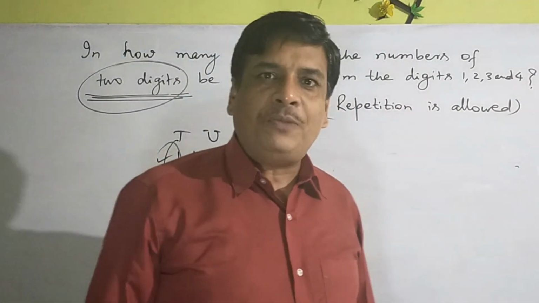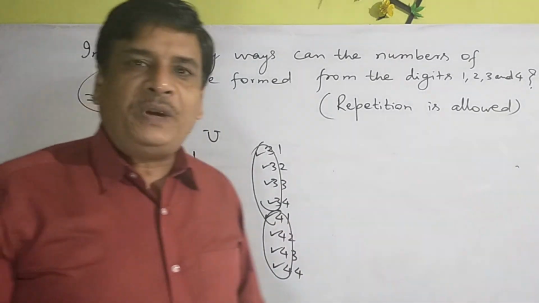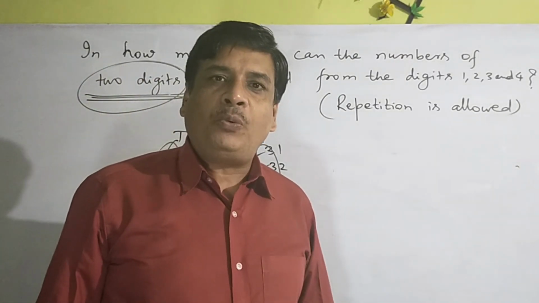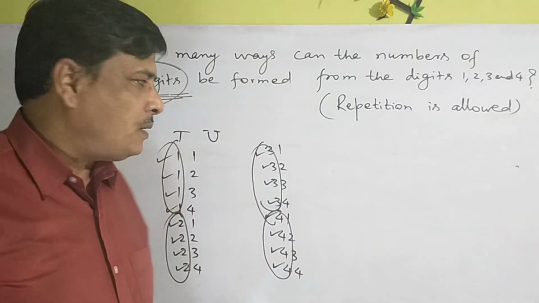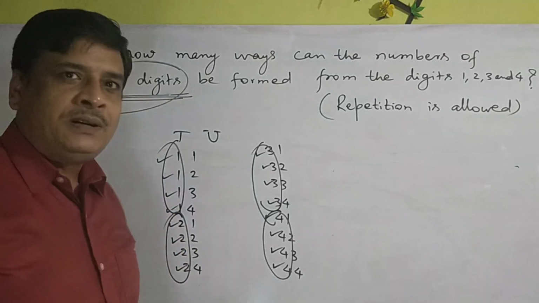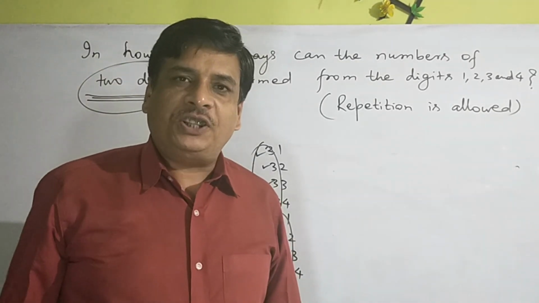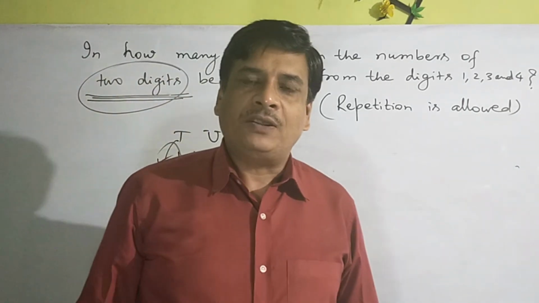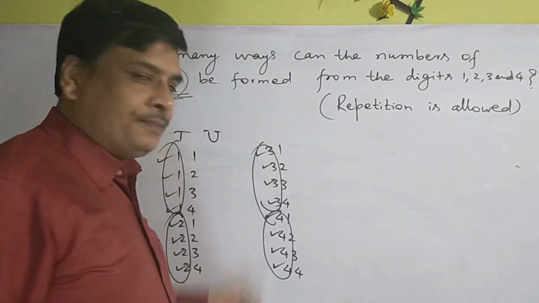That's why we use the symbol multiplication. So we will not write these numbers. We will use basic principle of counting to find the number of ways by which the numbers of 2 digits are formed. Tens place in 4 ways and units place also in 4 ways. That's why their product is the total number of ways by which numbers of 2 digits are possible to form. And these are the numbers.